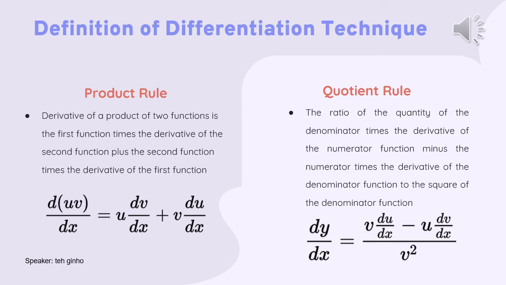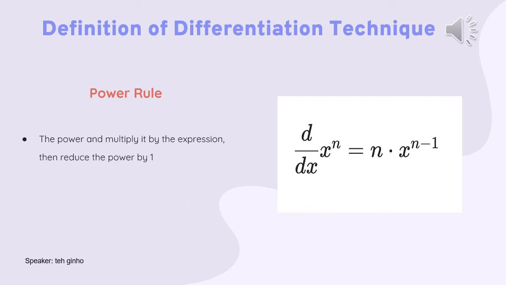For the product rule, d of u times v over dx is equal to u times dv over dx plus v times du over dx. For the quotient rule, it is v times du over dx minus u times dv over dx, all over v squared. The last one is the power rule, where the power comes down and multiplies in front, and then the power becomes minus 1.